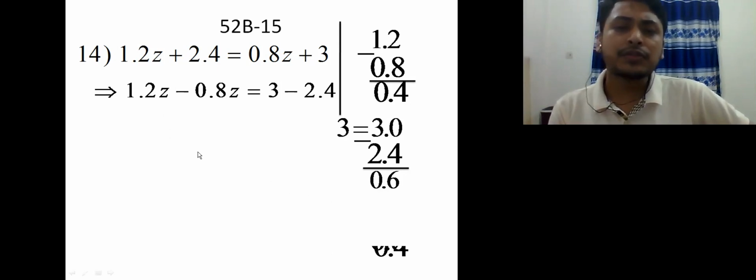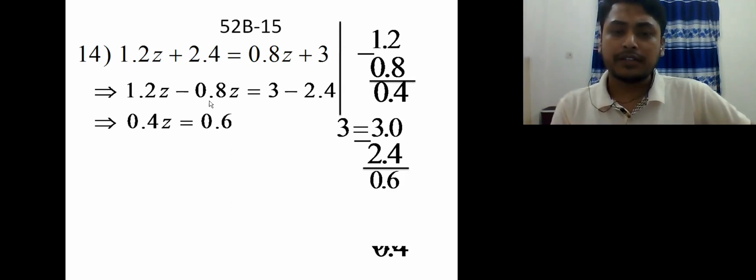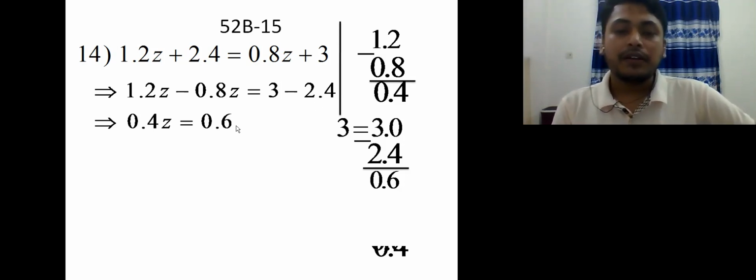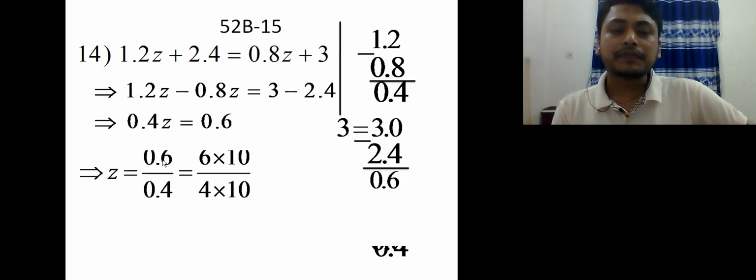Now put them together. 1.2z - 0.8z = 0.4z, and it equals 0.6, the subtraction of this. Do not write 2.1; you know 3 is greater than 2.4. So be very careful. Now 0.4 is multiplied with z, so the next line will be z = 0.6 by 0.4. It will be the division.